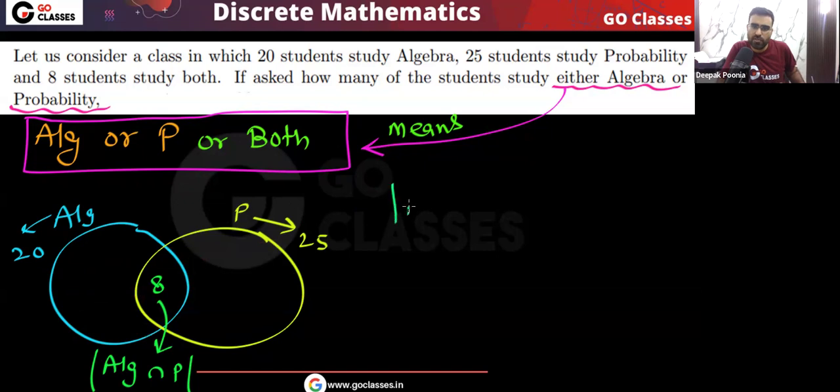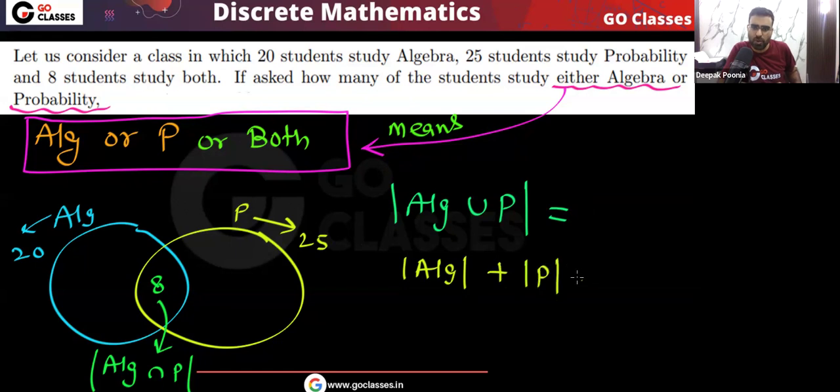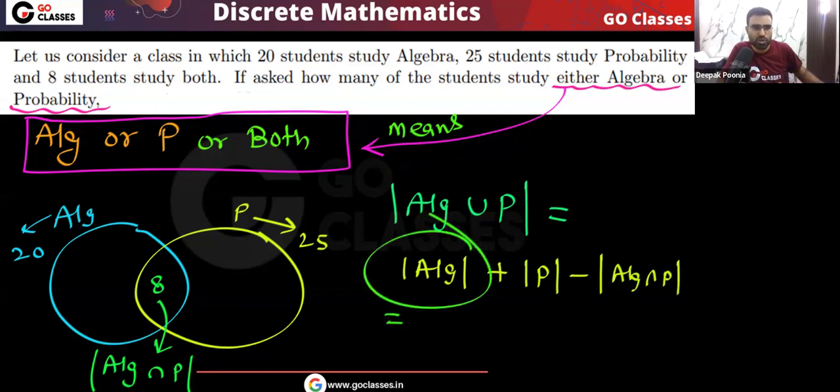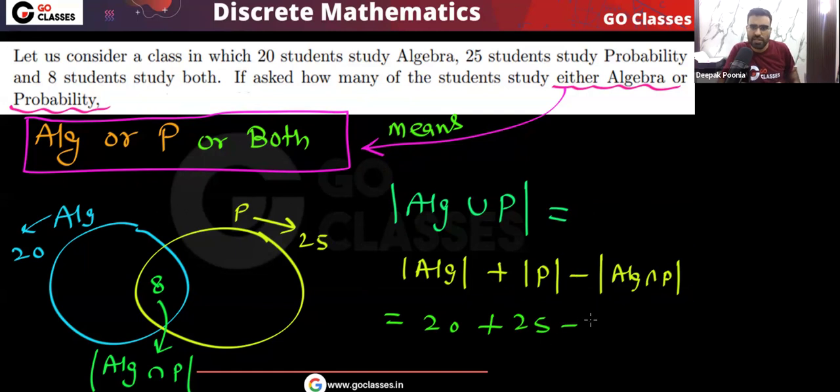So you can see the number of students who study either algebra or probability, that is basically the size of algebra union probability. Very simple. So that will be equal to the number of students who study algebra plus the number of students who study probability minus the number of students who study both algebra as well as probability. The number of students who study algebra is 20, the number who study probability is 25, minus the number who study both, that is given to you, 8. So this will be the final answer for this question.